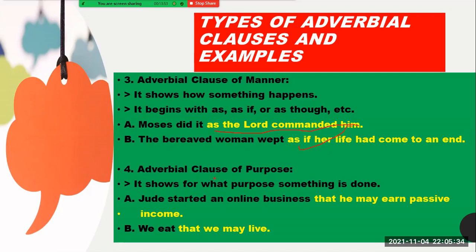Number 4, adverbial clause of purpose. This type of adverbial clause shows for what purpose something is done. It indicates the purpose of an action. For example, Jude started an online business that he may earn passive income. Now, that he may earn passive income is the purpose of his starting an online business. All right? Then the second example: we eat that we may live. That we may live is the purpose of our eating. We eat that we may live.